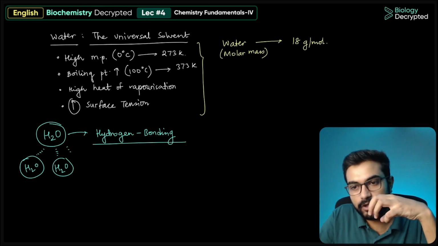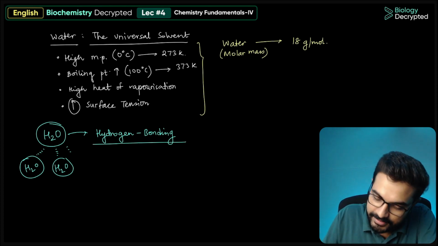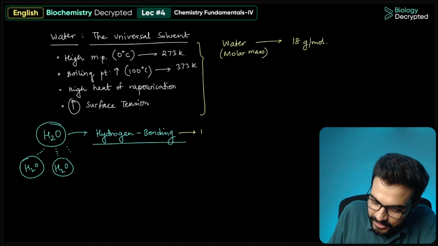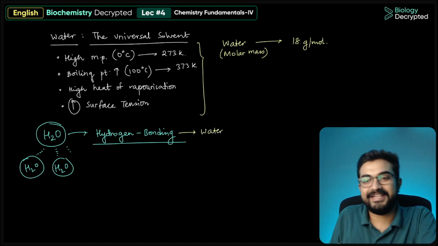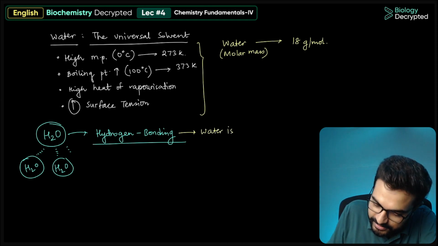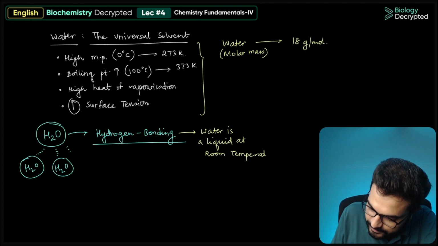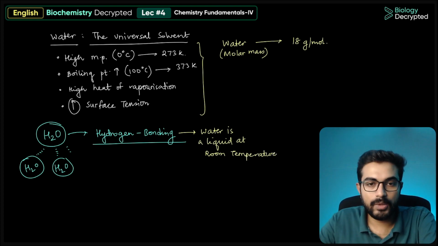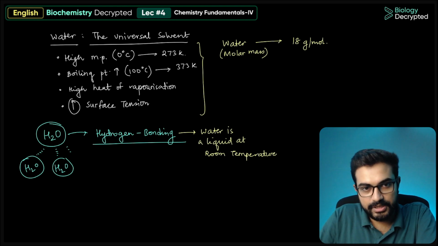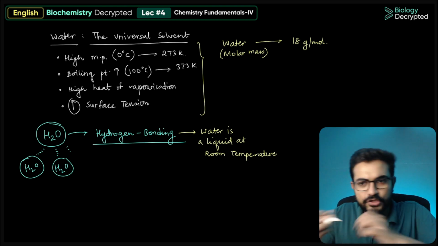Now, if we talk about hydrogen bonding, this is also the reason why water is a liquid at room temperature. This is a major reason why water is a liquid at room temperature. Now let's talk about the structure of this hydrogen bond.